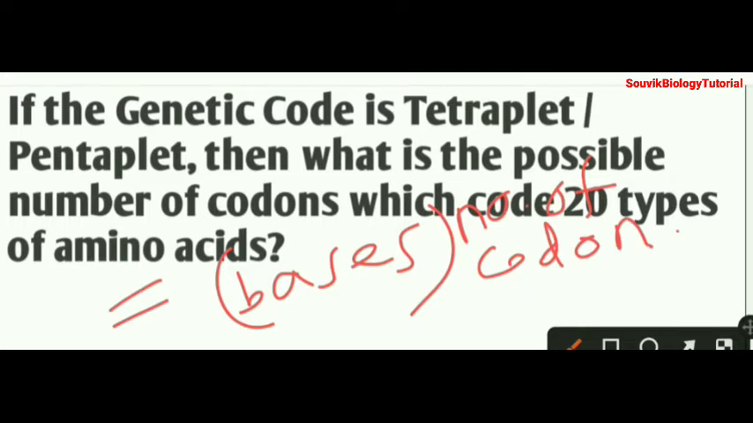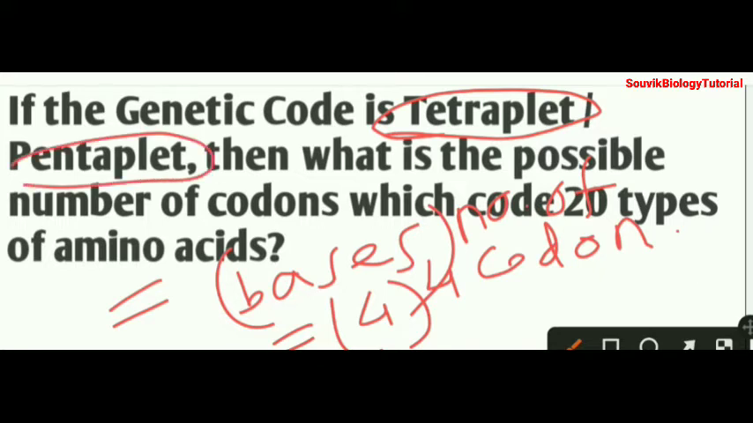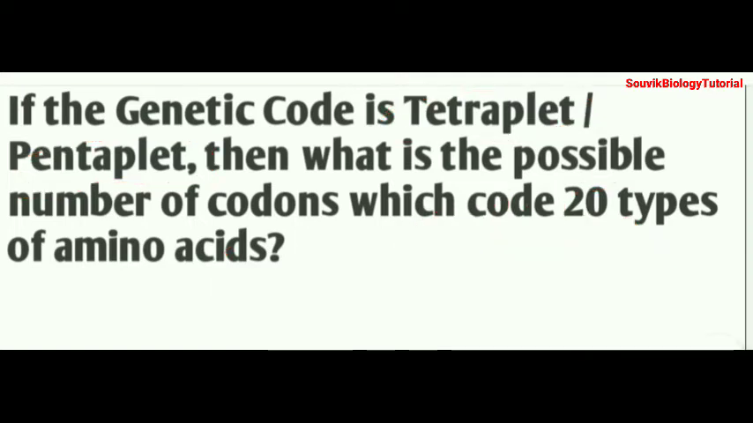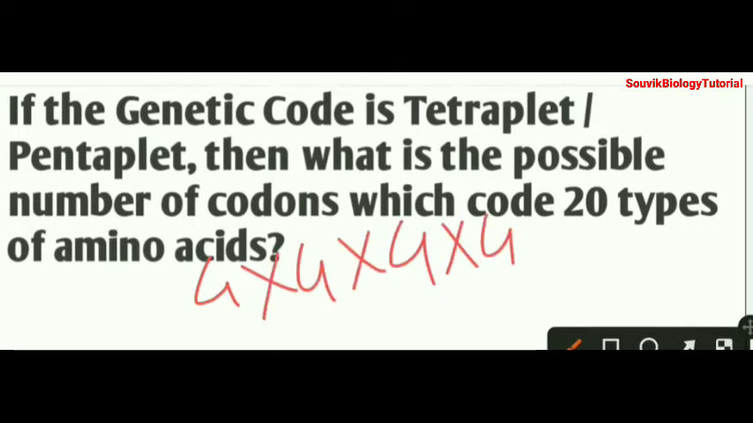Okay, now we know bases are 4, and if the genetic code is tetraplet, then the number of codon will be 4 to the power 4, and if the genetic code is pentaplet, then what will be the possible number of codons? Simple formula, same formula, bases 4 to the power 5. Okay, in case of 4 to the power 4, we have to write it this way, 4 into 4 into 4 into 4, and in case of pentaplet, 4 into 4 into 4 into 4 into 4.